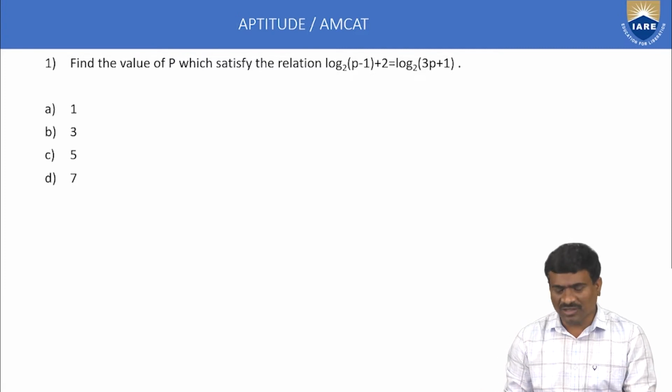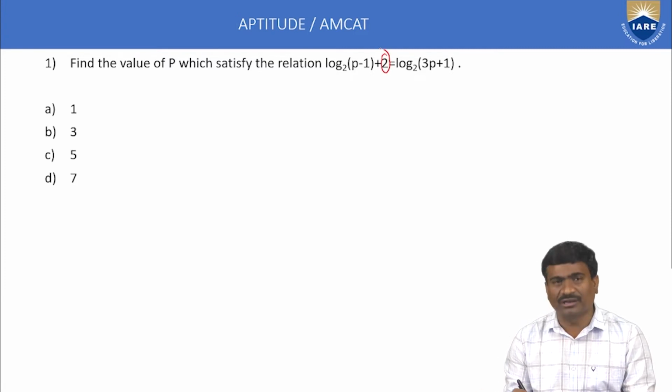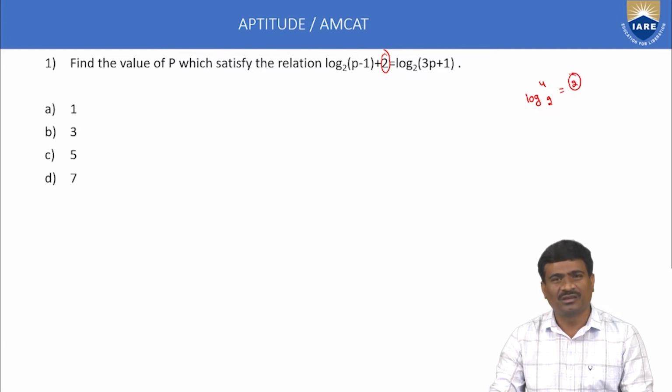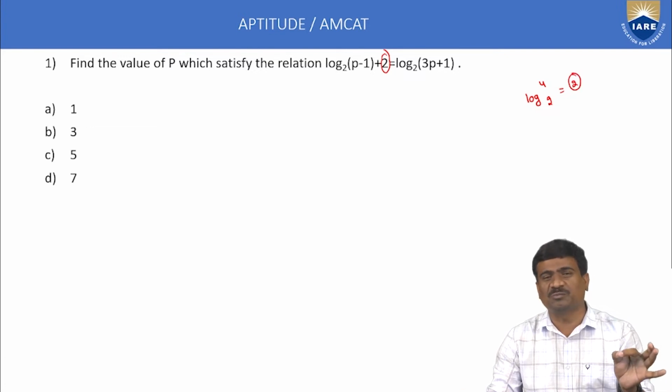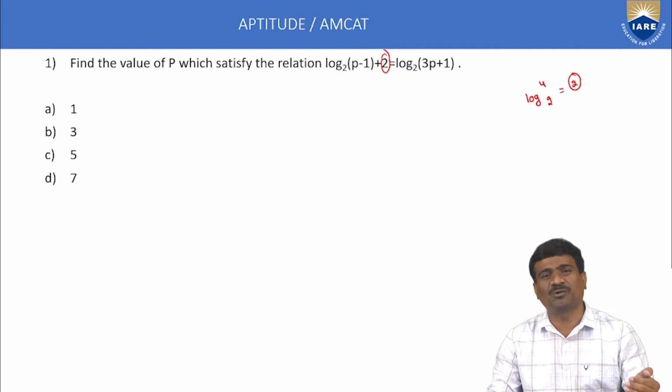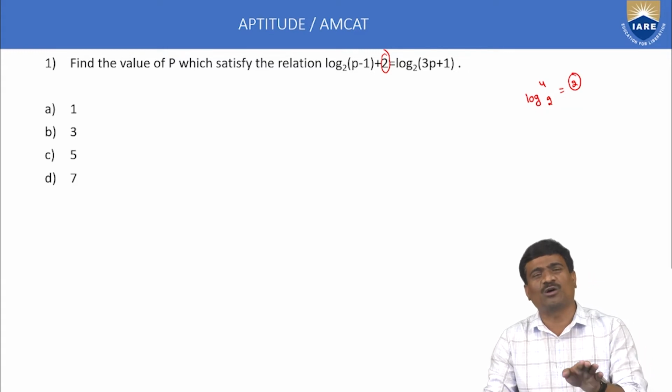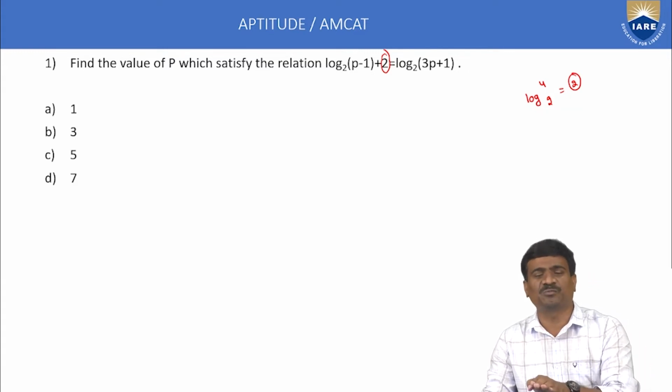Method. By using the principle of logarithm, 2 is also written as log 4 base 2, because 4 means 2 to the power of 2. Log A to the power M is M into log A base A. But 2 into log 2 base 2 is equal to 1, and 2 into 1 is equal to 2. So 2 is also written as log 4 base 2.